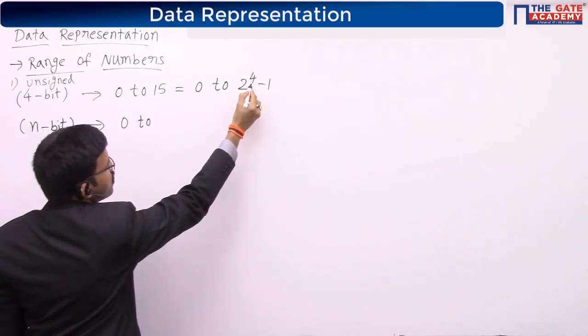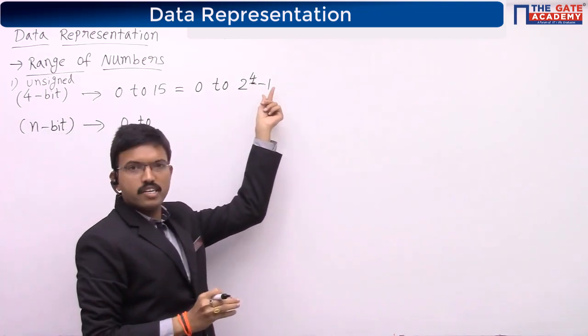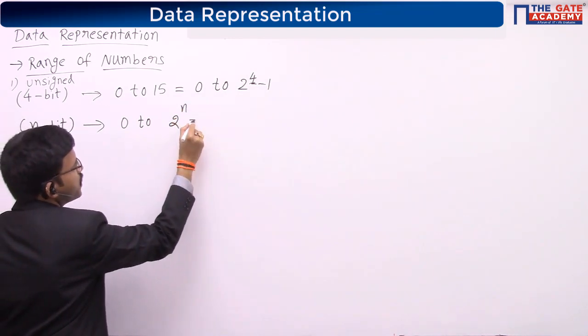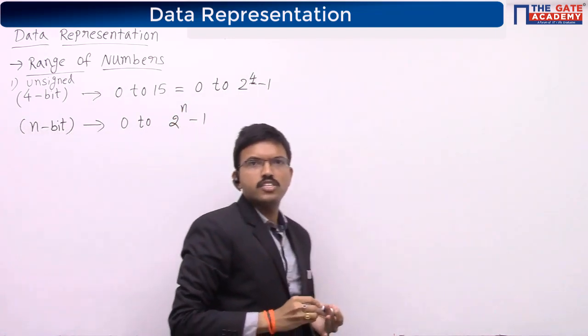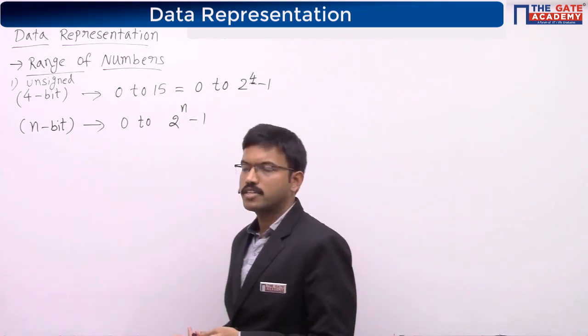Here I have considered the 4-bit case, so in the power I am getting 4. For the n-bit case, we can generalize it: the range will be 0 to 2 power n minus 1. This is for the unsigned category.